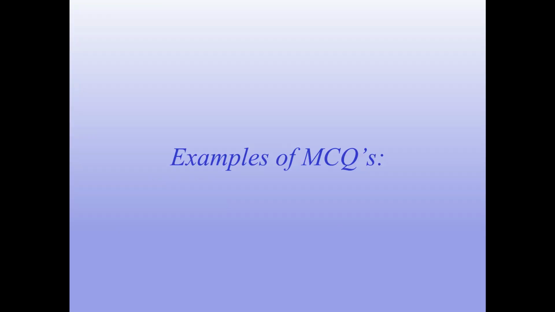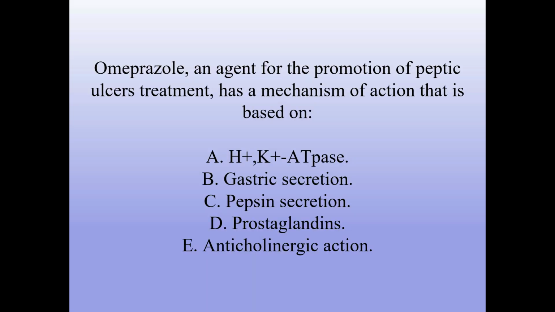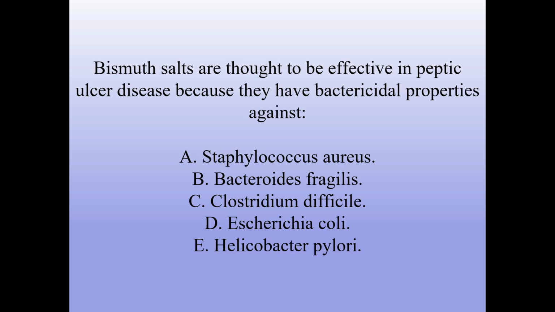And the last part of our lecture is examples of MCQs. Omeprazole, an agent for the promotion of peptic ulcers treatment, has a mechanism of action that is based on. We discussed this today. It is easy. Of course, the answer is hydrogen potassium ATPase. Bismuth salts are thought to be effective in peptic ulcer disease because they have bactericidal properties against. In here it is also very easy. The answer is Helicobacter pylori.